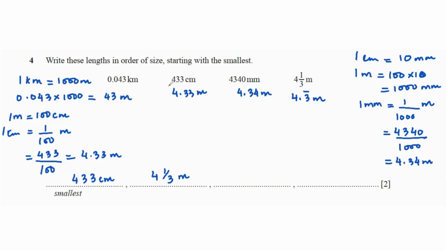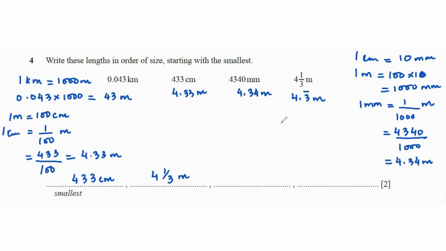433 centimeters is 4.33 meters. It stops at 2 decimal places. Whereas 4 whole number 1 over 3 is 4.3 recurring. So the decimal keeps on going, which makes it slightly bigger than 4.33 meters.